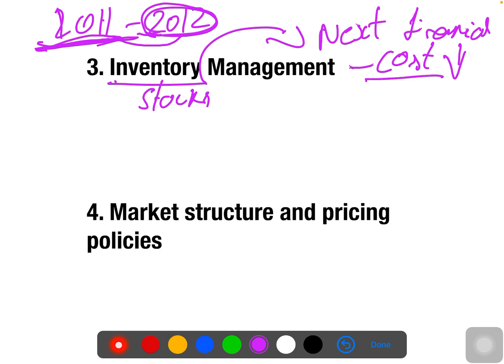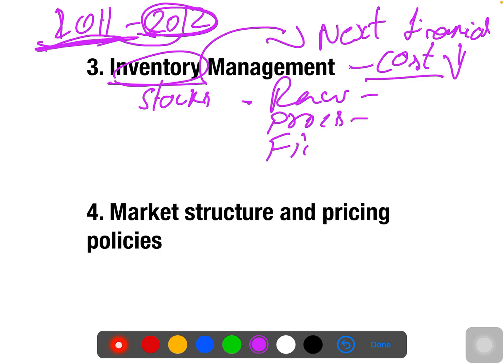So for that reason, inventory is not only finished goods. It can be raw materials, it can be goods which are still in the process of production, it can be finished goods. These all three can be considered as inventory. The raw material can be transferred to the next financial year.